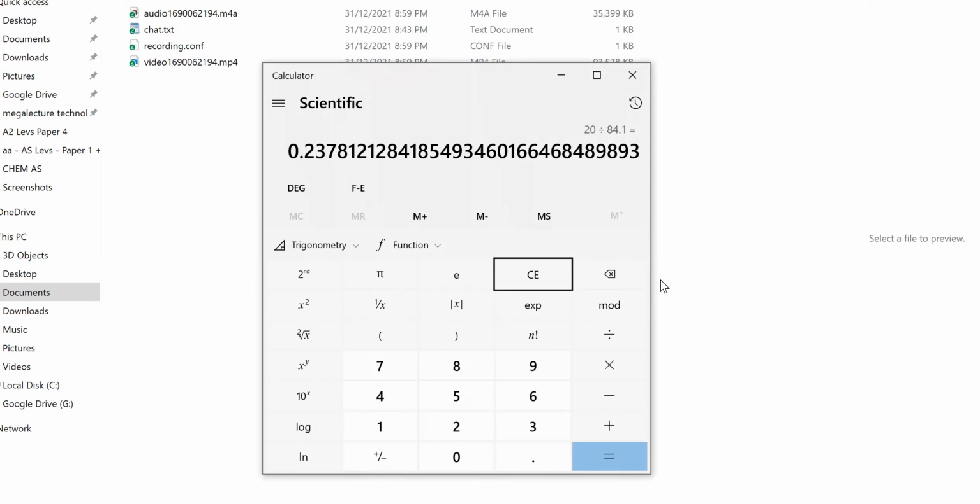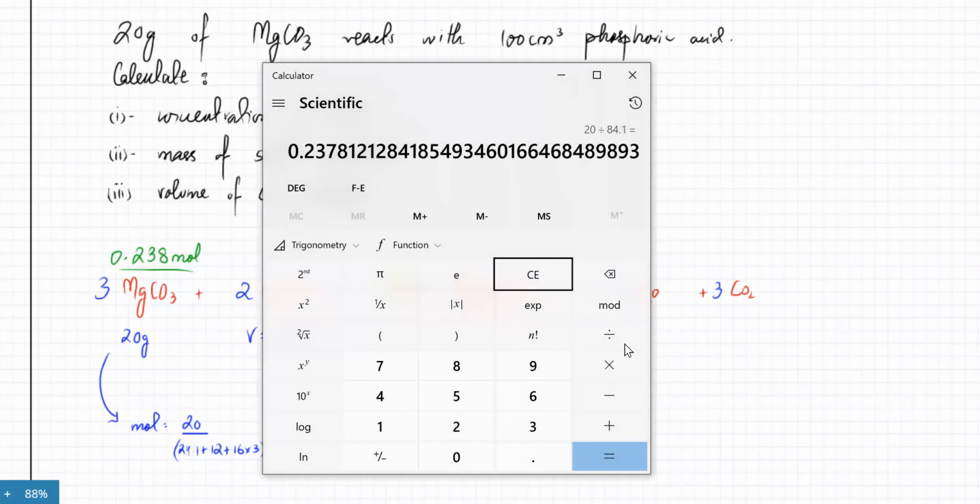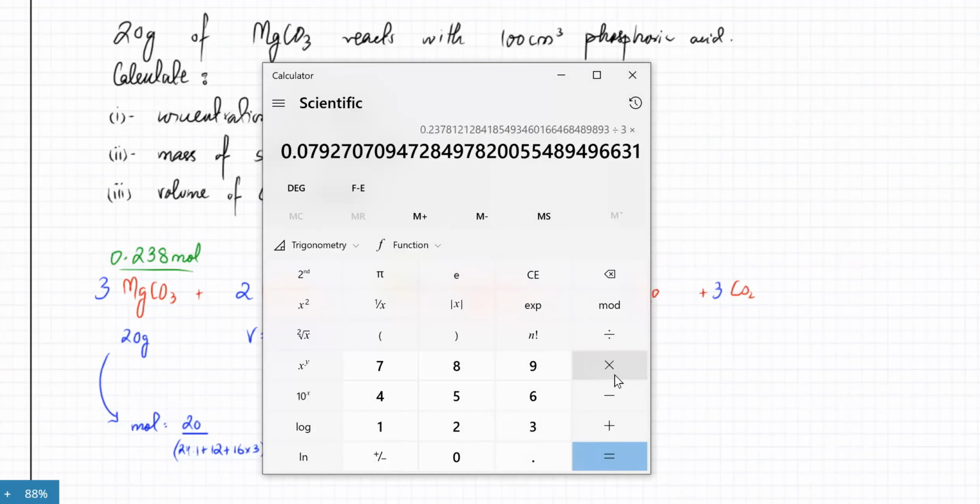On my paper, I'm going to write it up to 3 significant figures, 0.238. On the calculator, I'm not going to round this. Here I wrote 0.238. Now I can figure out the moles of all the other substances. If I want to find out the moles of this, it's going to be 0.238 divided by 3 into 2. I'm going to keep the same number, so don't change it on the calculator. Divide by 3 and into 2.